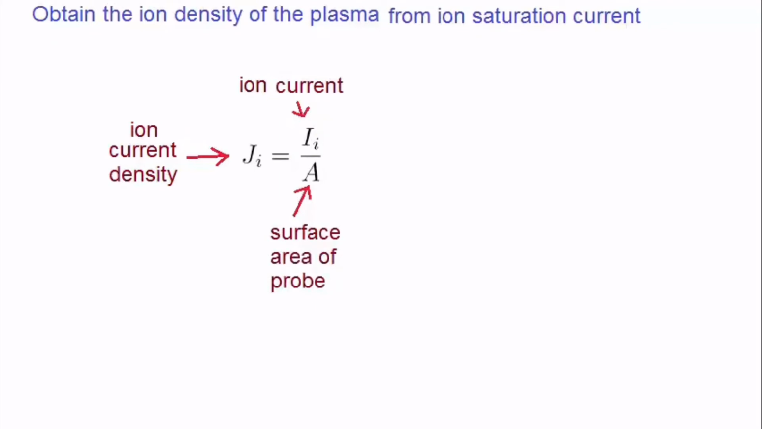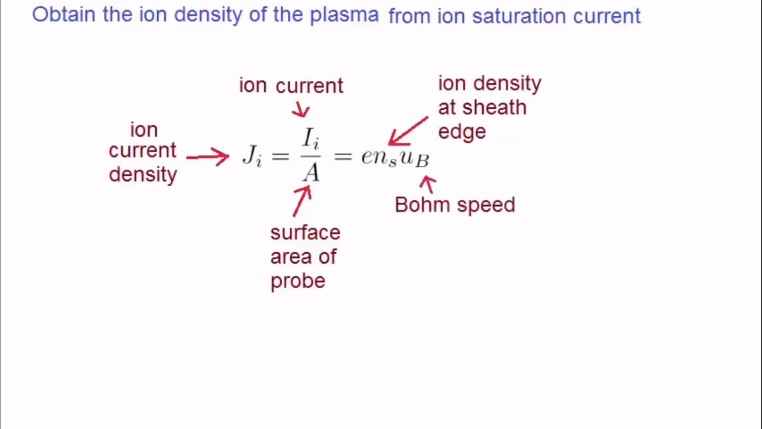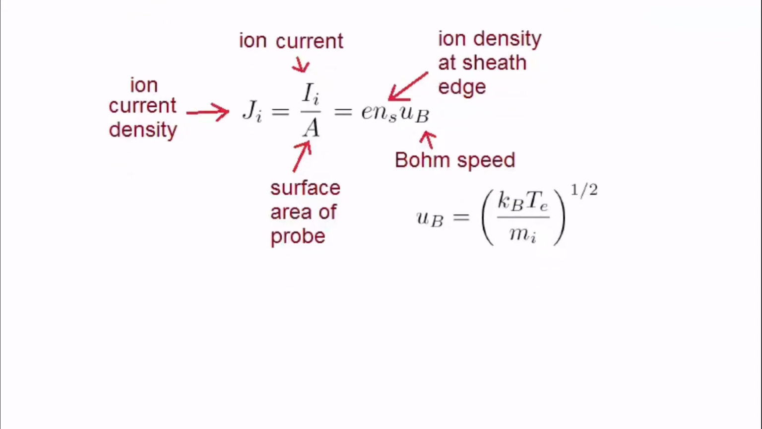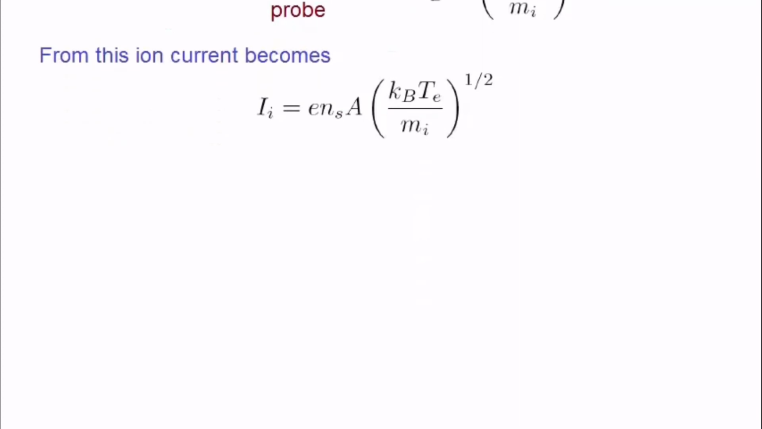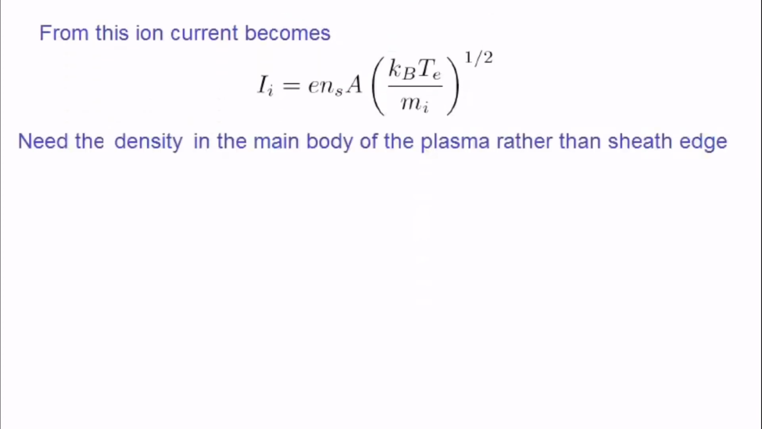We can also write the current density as this, where Ns is the ion density at the sheath edge and B is the Bohm speed, which is also this. We can write the ion current as follows. It only includes the current density at the sheath edge, but we need the density in the main body of the plasma.